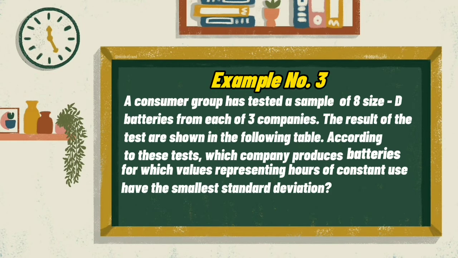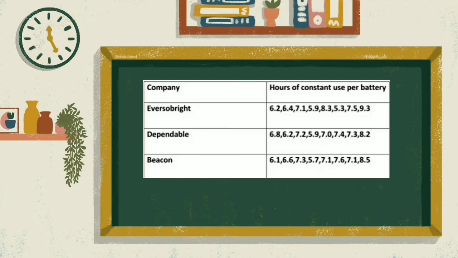So, for example, in this situation, paano ba natin maa-apply si standard deviation? So, a consumer group has tested a sample of 8 size D batteries from each of 3 companies. The results of the tests are shown in the following table. So, according to this test, which company produces batteries for which the values representing hours of constant use have the smallest standard deviation. So, here is the result of the test.